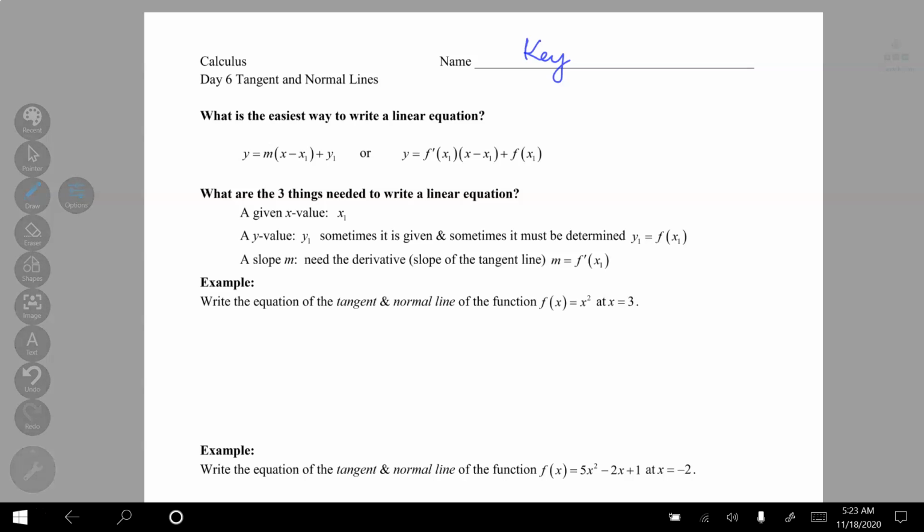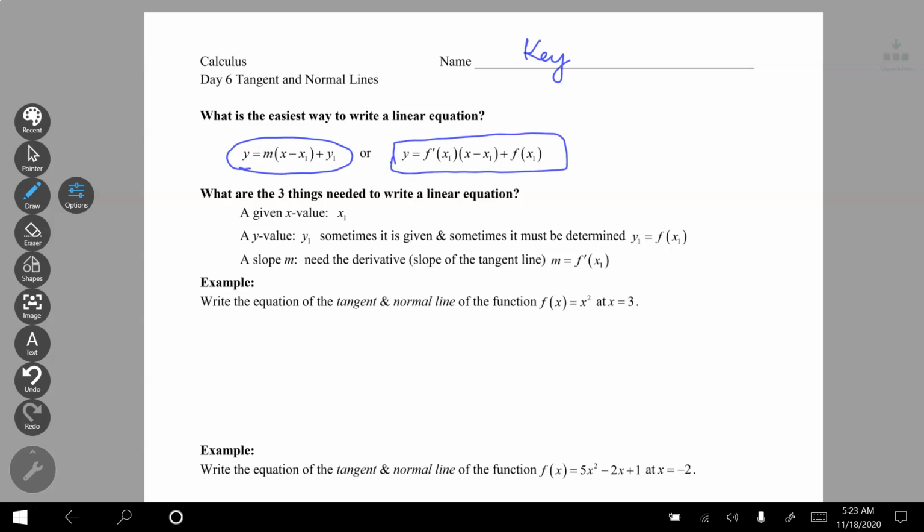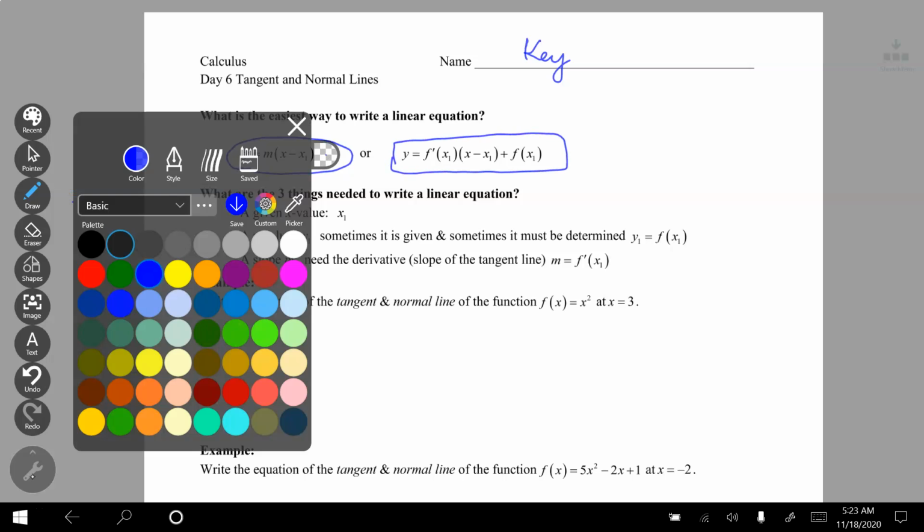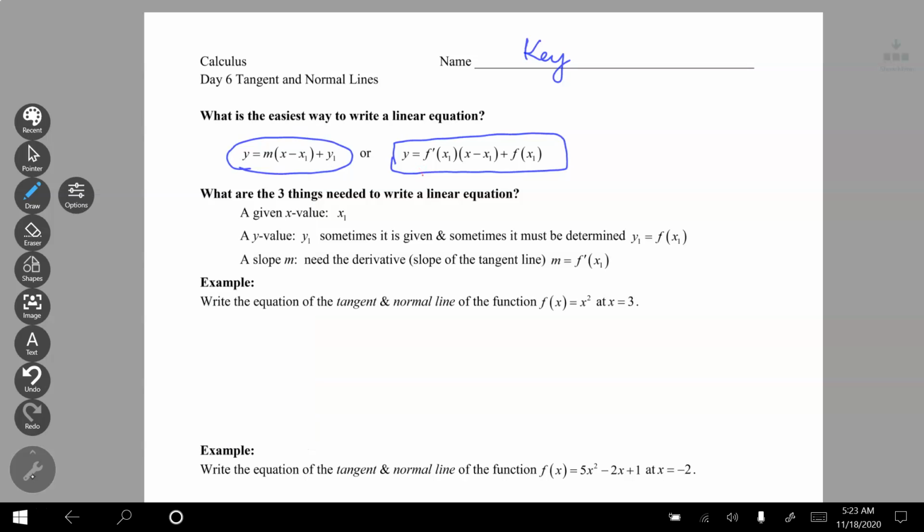If you remember, the way we write linear equations is the point slope form, and if we use our calculus, we have the derivative is the slope part, and plugging in x into the function is my y part. So I need 3 things again. 1, 2, 3.